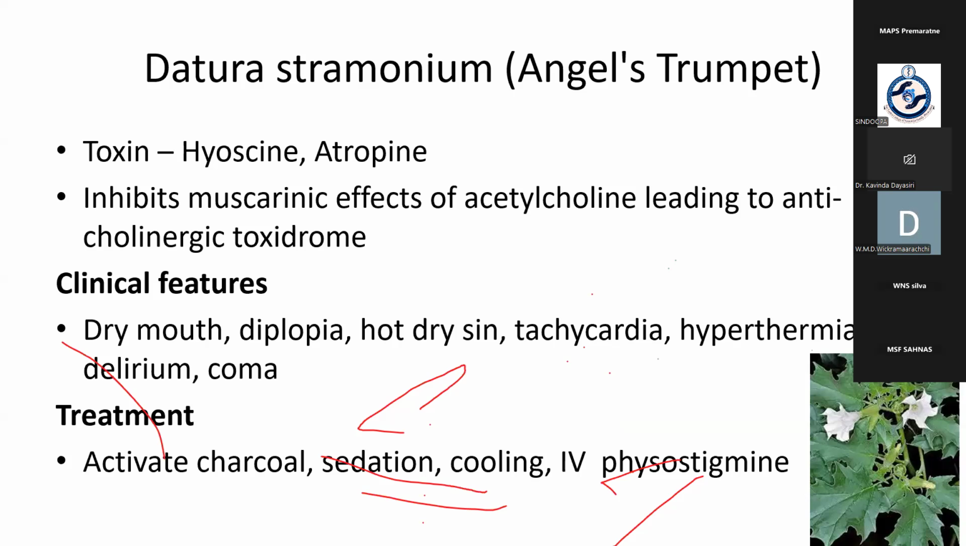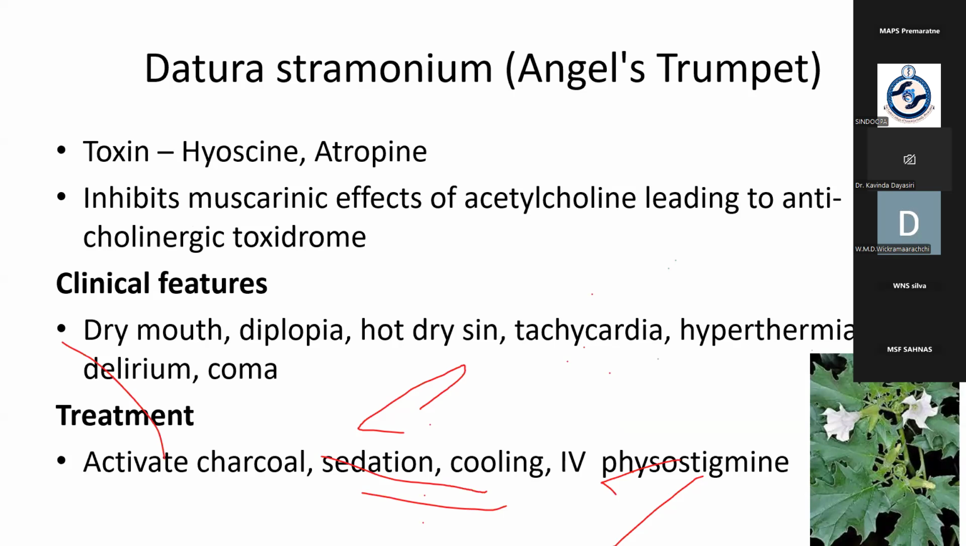And Datura stramonium or Dattana is again a common poisonous plant seen in rural areas. The main toxic effects are due to the anticholinergic effects. It has atropine as the poisonous substance, so that will lead to symptoms of anticholinergic toxidrome that will include dry mouth, double vision, hot dry skin, increased heart rate, increased temperature, delirium, coma, and so on.